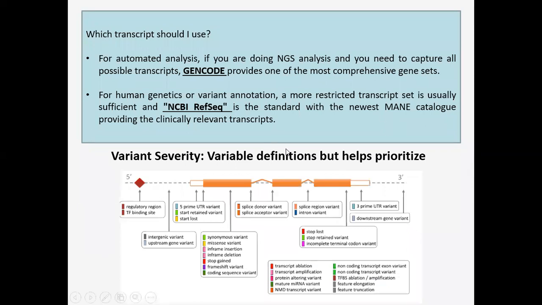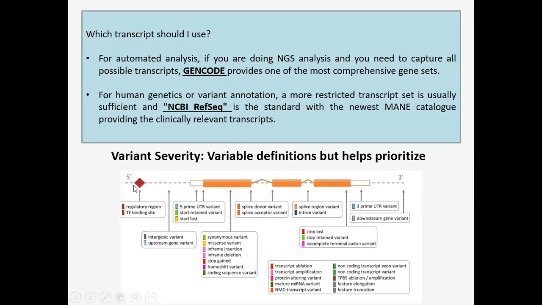So GENCODE and RefSeq, it will give you. You can also see the variant severity. If you look at the gene, this is the 5' end, this is the 3' end. You can see how your variants are located in different genomic regions. So it is like that.